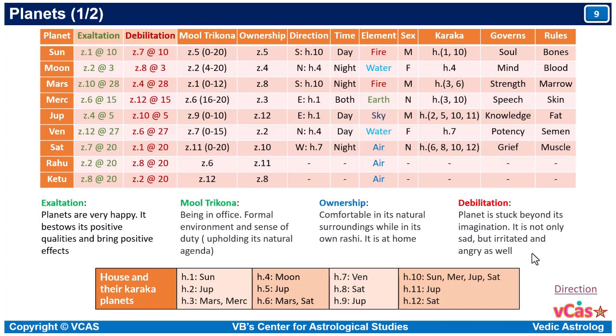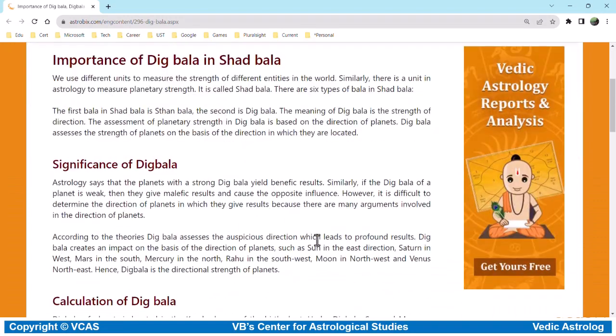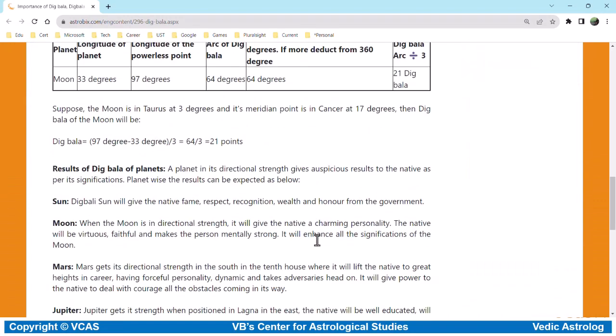Planets get directional strength in some houses. You can go over this website to learn more. So you can look at, for example, the Sun. When the Sun gets Digbali, the Digbali Sun will give you fame, respect, recognition, wealth, and honor from government.